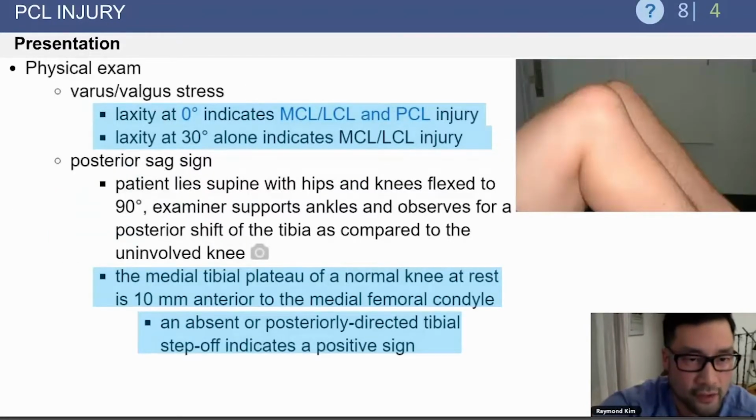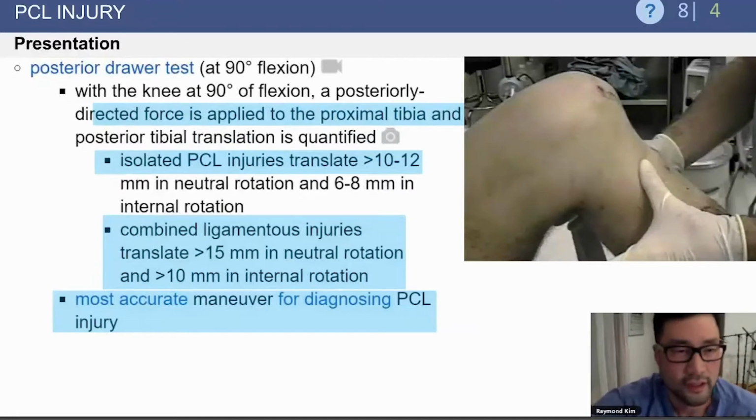On physical exam, they'll have laxity at 0 degrees, which indicates a collateral ligament injury and PCL injury. But if it's lax at 30 degrees alone, this just indicates a collateral ligament injury. There's a posterior sag sign, as you can see on that picture there, where the medial plateau is posterior to the femur, and the posterior drawer test is another easy test to diagnose the PCL, where you have a directed force applied to the proximal tibia, and you'll see posterior translation of the tibia for about 1 centimeter.